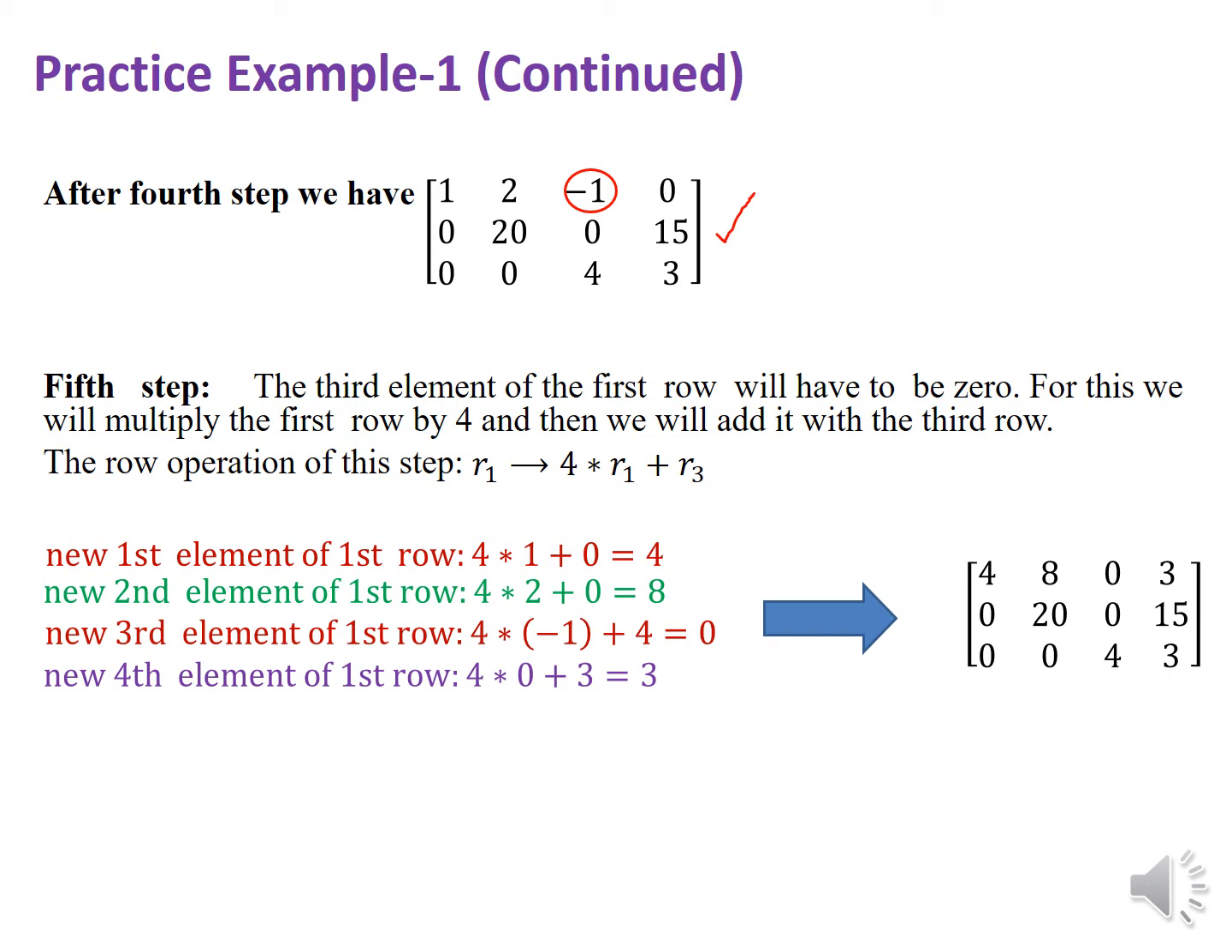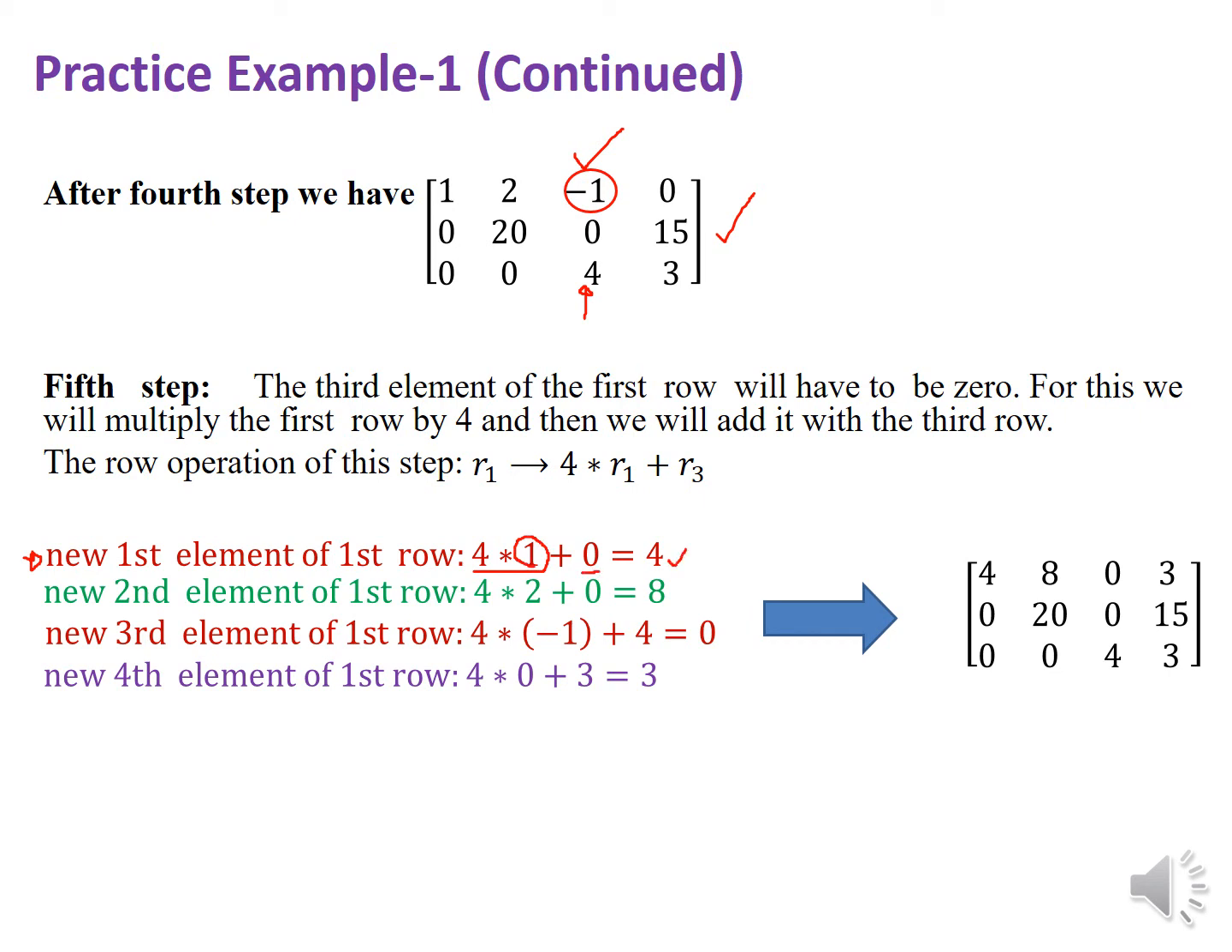Now we will make the third element of first row 0. For this we will multiply first row by 4 and then we will add first row and third row, as we are making 0 above the leading element of third row. So new first element of first row will be 4 into first element of first row, which is 1, plus first element of third row, which is 0. So we will get 4.